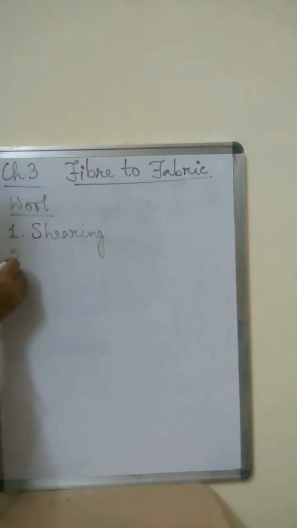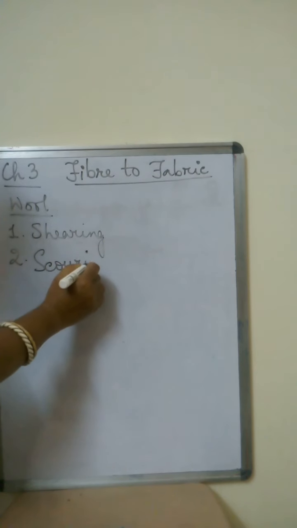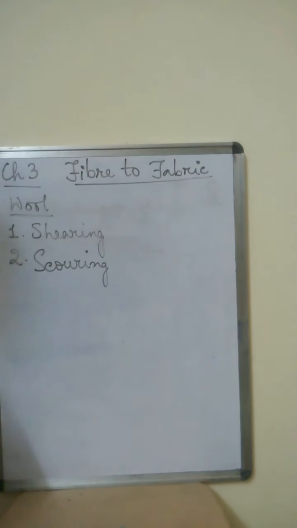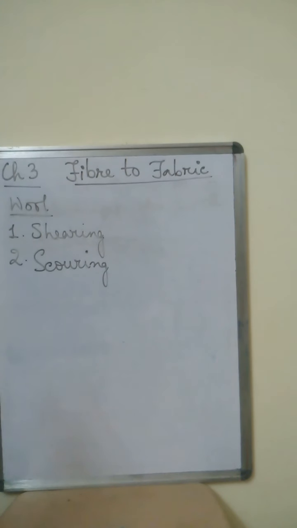Then comes step 2. What happens in step 2? It is called scouring. Here we have removed the skin. In scouring, we remove the dirt, because they keep on moving on the roads, right? So the thick hair will be full of dirt and dust. So we clean the dust and we wash it nicely.